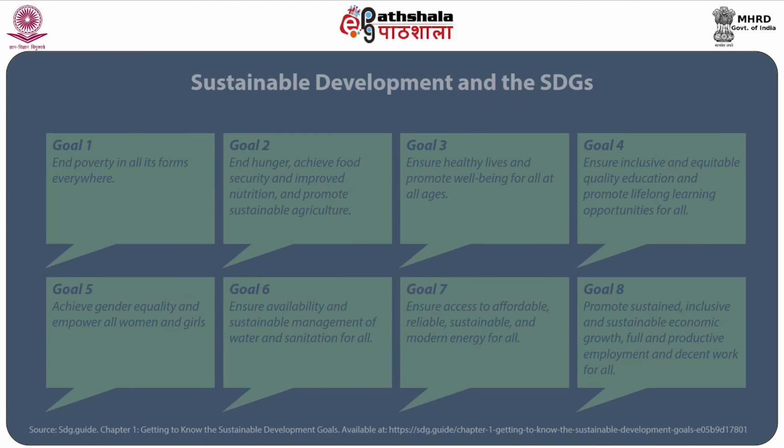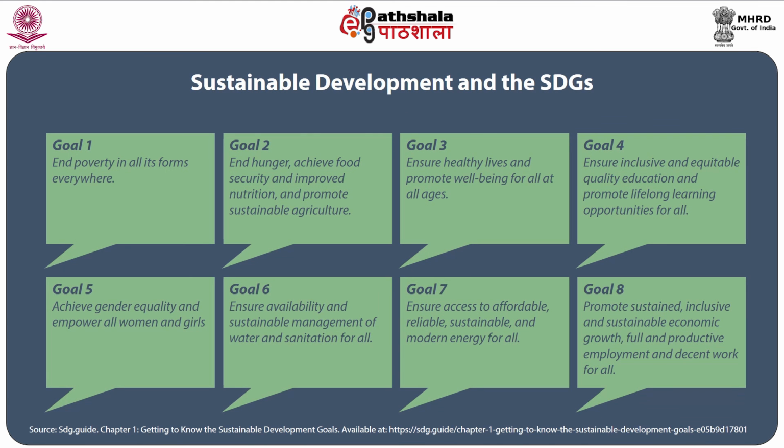So these are the 17 SDGs. Goal 1, end poverty in all its forms everywhere. Goal 2, end hunger, achieve food security and improve nutrition, promote sustainable agriculture. Goal 3, ensure healthy lives and promote well-being for all at all ages. Goal 4, ensure inclusive and equitable quality education and promote lifelong learning opportunities for all. Goal 5, achieve gender equality and empower all women and girls. Goal 6, ensure availability and sustainable management of water and sanitation for all.